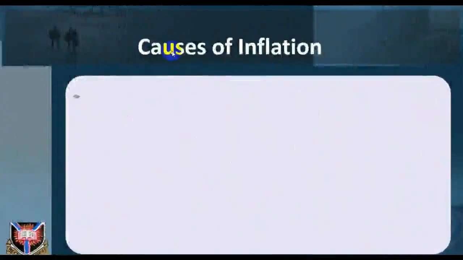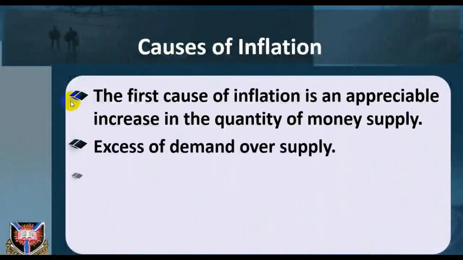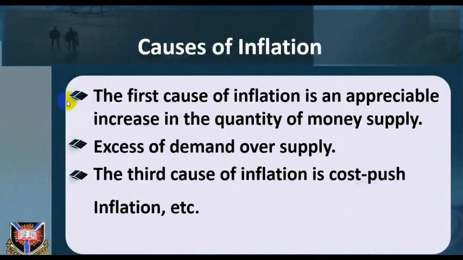Causes of inflation. As we noted earlier in this study session, inflation cannot be permanently sustained without an increase in money supply. Thus, all the permanent causes of inflation are money related. The first cause of inflation is an appreciable increase in the quantity of money supply. When the government prints more money in order to finance a deficit budget or to prosecute the war, this will have the effect of increasing aggregate money supply and therefore the general price level.